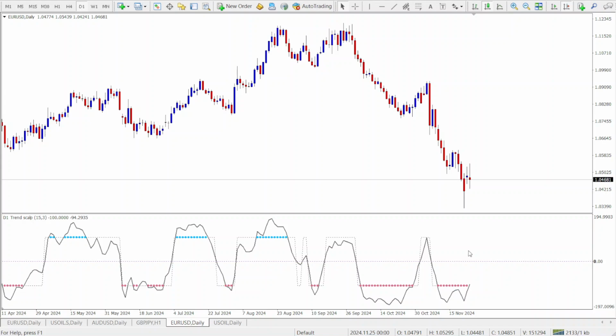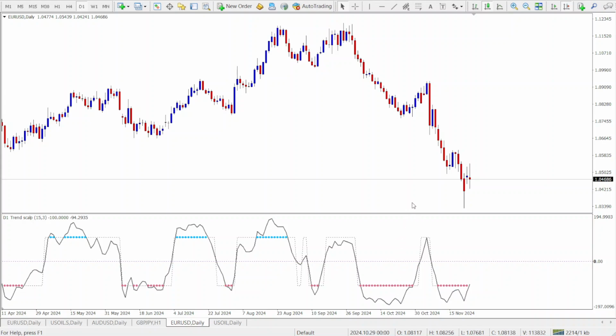Whenever the indicator is in the positive territory, it signals a bullish momentum. When it's in the negative territory, it signals bearish momentum. However, when the indicator gets to the extreme top, it shows an overbought condition. And when it gets to the extreme bottom, it shows an oversold condition.